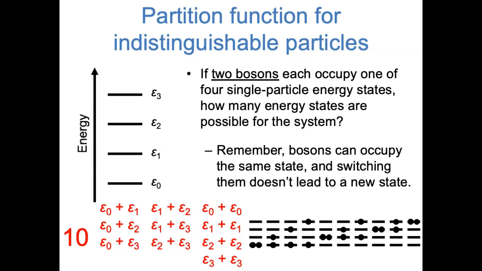In this case, there are 10 possible energy states for the two particles: the same 6 that we saw for two fermions, plus the 4 states that you get by putting both particles in each of the 4 energy levels, 0,0; 1,1; 2,2; and 3,3.